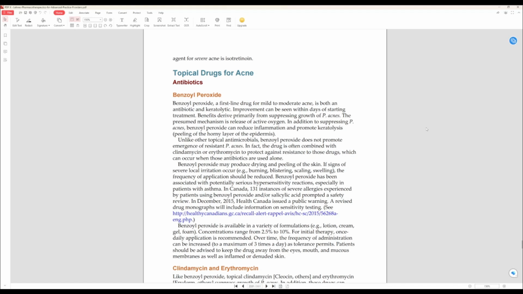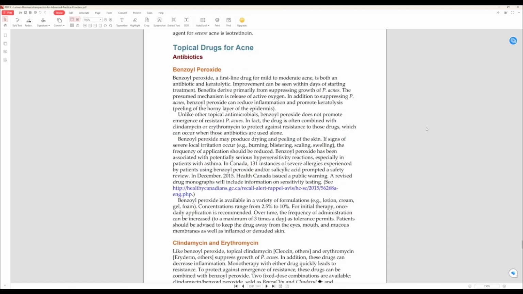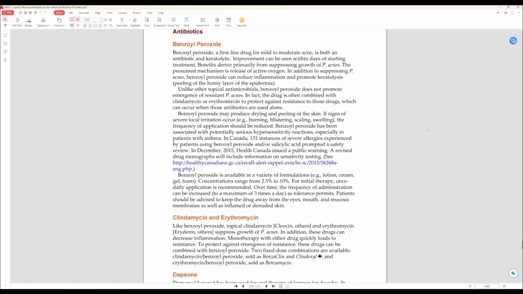Benzoyl peroxide currently is available in a variety of formulas, meaning lotions, creams, gels, and foams. Concentrations can range anywhere between 2.5% to 10%. For initial therapy, once daily application is recommended. Over time, the frequency of administration may be increased to a maximum of 3 times daily, as tolerance permits. Patients should be advised to keep the drug away from the eyes, mouth, and any other mucous membranes, as well as any inflamed or denuded skin.